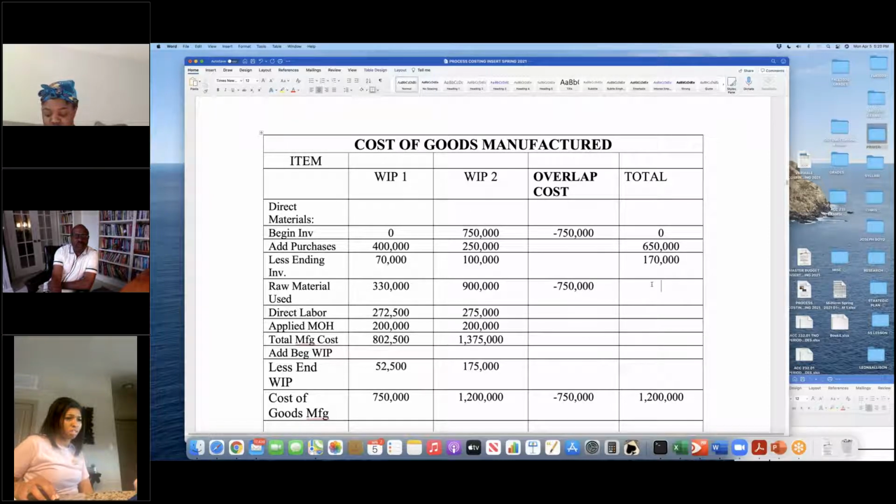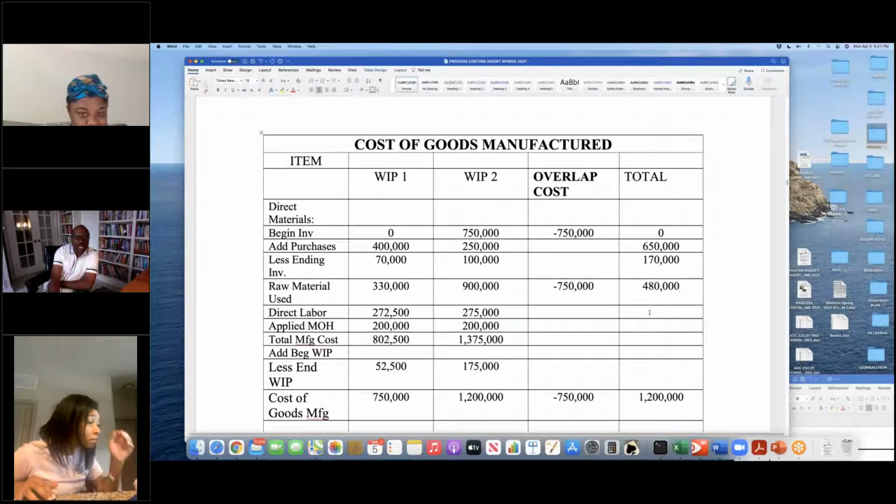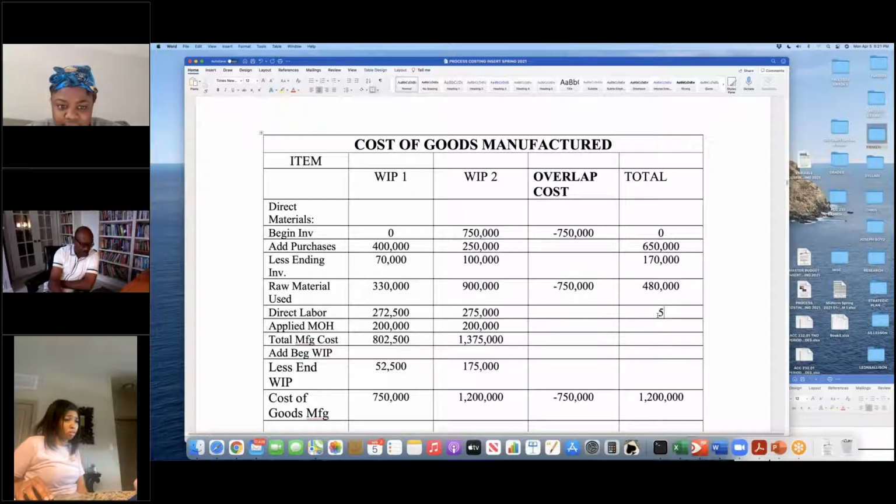Might be a little bit more than that. Okay, let me just make sure I got my calculation right. 650 minus 170 is 480. Yeah, right? So how much now is our direct labor? 272.5 plus 275. How much is that? 547.5, because it's 7 plus 7. I was thinking 7 plus 5.